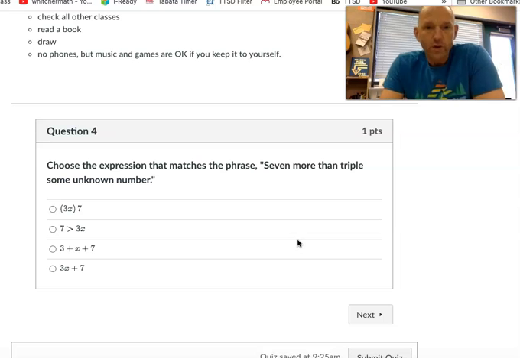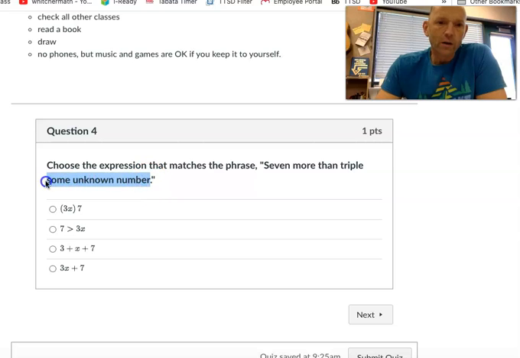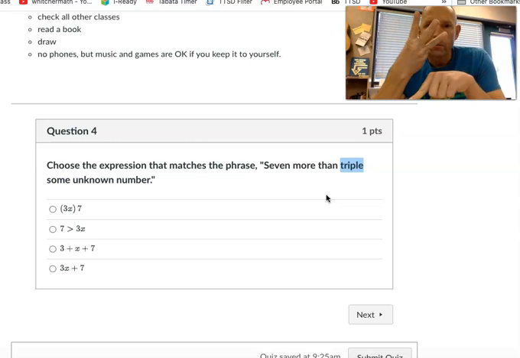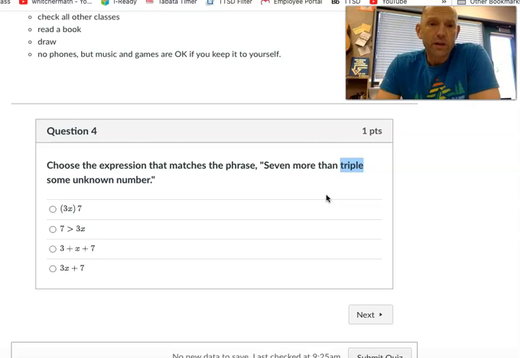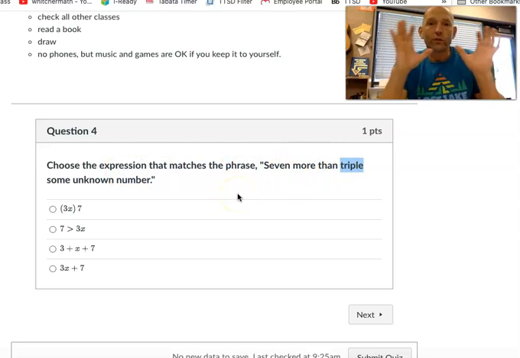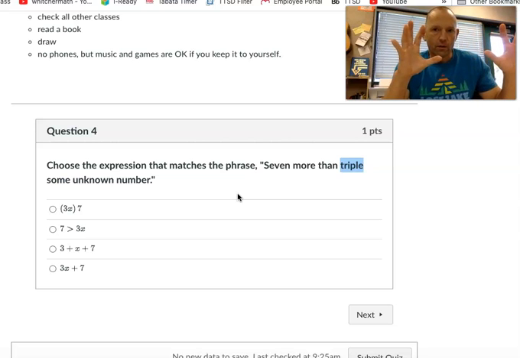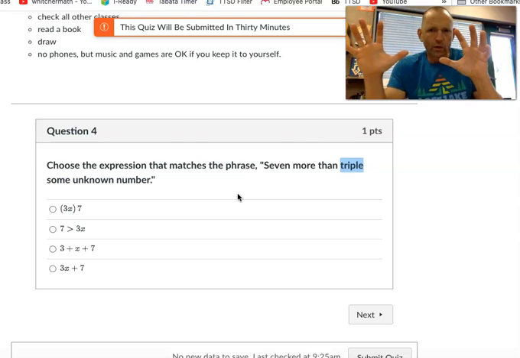Number 4, choose the expression that matches the phrase: 7 more than triple some unknown number. So the phrase some unknown number to me means the letter x. Triple means what are we doing to x? Multiplying it by 3, right? So we've got a 3x somewhere in this expression. And 7 more than means once I have the 3x, is that right, or do I go this way?